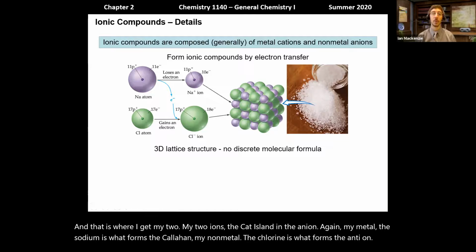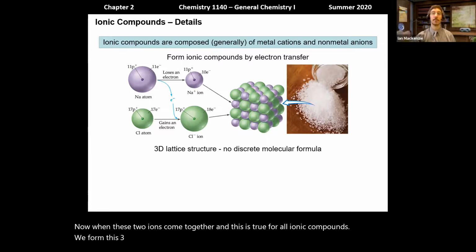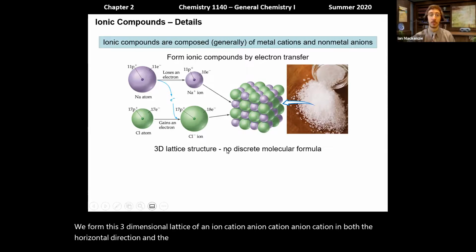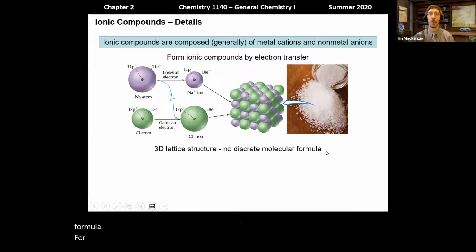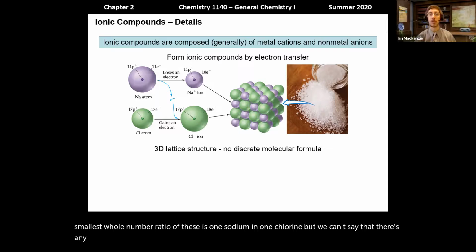Now, when these two ions come together, and this is true for all ionic compounds, we form this 3-dimensional lattice of anion, cation, anion, cation, anion, cation in both the horizontal direction and the vertical direction. And as a result, there is no discrete molecular formula for this compound. All we can give instead is an empirical formula for this. We can say that the smallest whole number ratio of these is 1 sodium and 1 chlorine, but we can't say that there's any discrete molecular formula for this compound, and that is true for all ionic compounds.